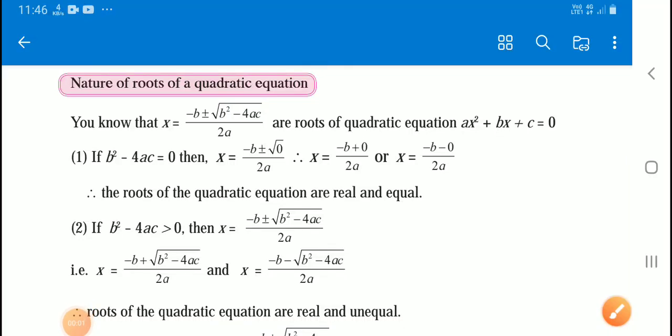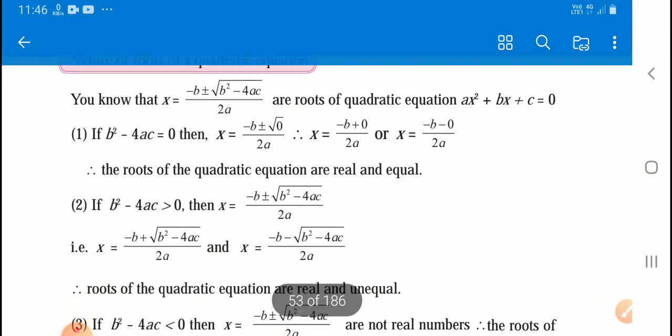Hi students, today we will see the nature of roots of a quadratic equation.